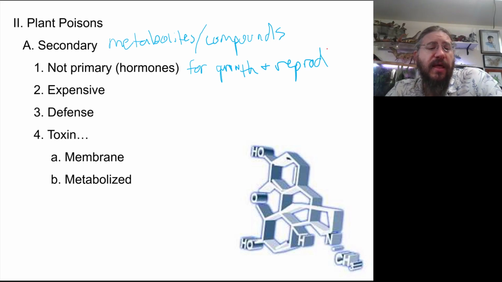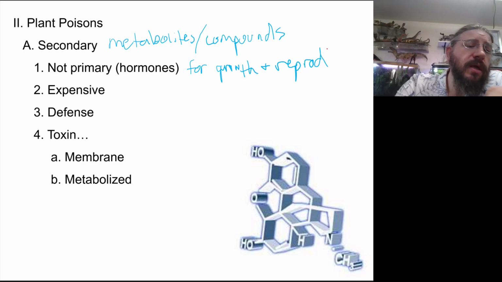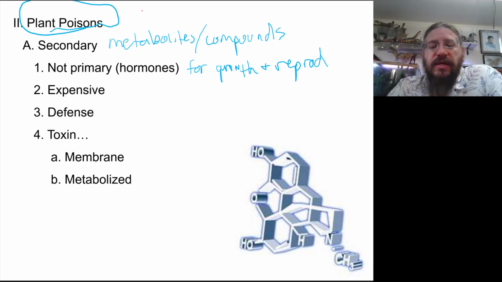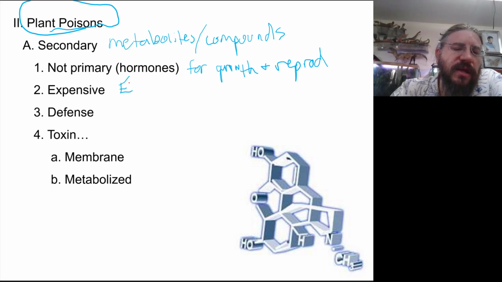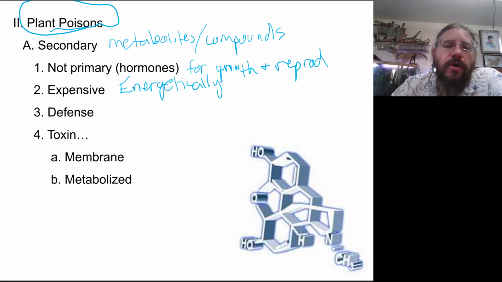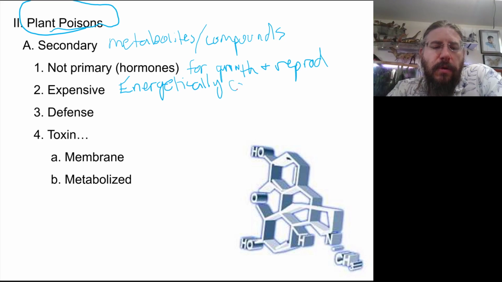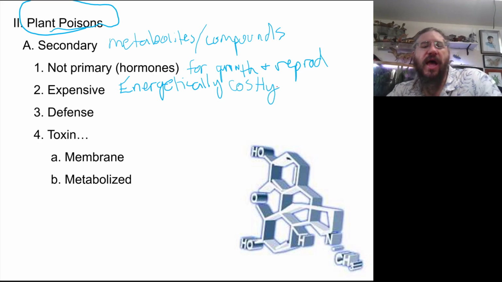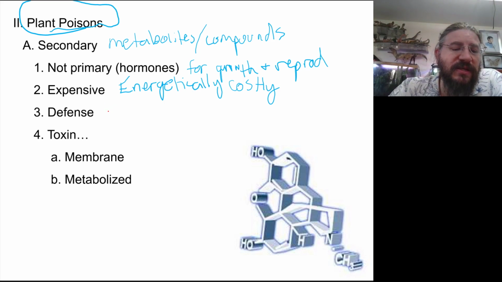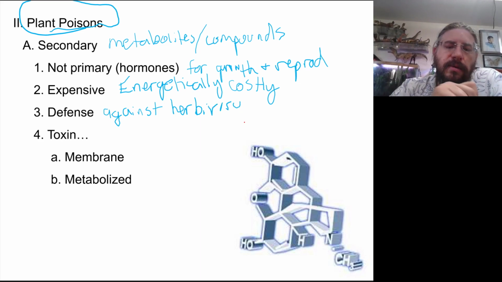Secondary metabolites that are for defense, in other words, plant poisons, these are expensive. So they are energetically costly. So the cost-benefit ratio better be helpful. You have a high cost when it comes to this benefit. But the benefit is for defense against herbivory. Not getting eaten.